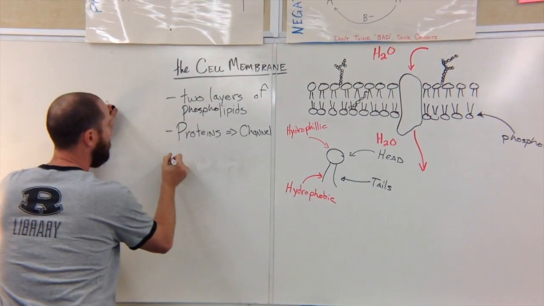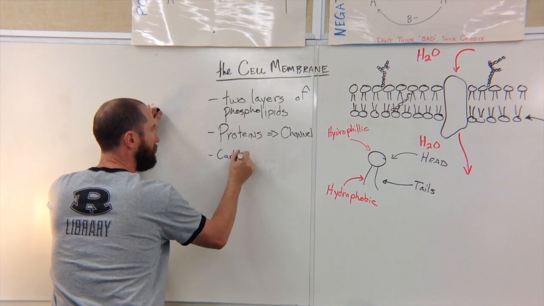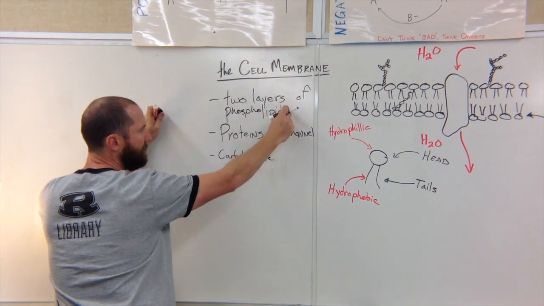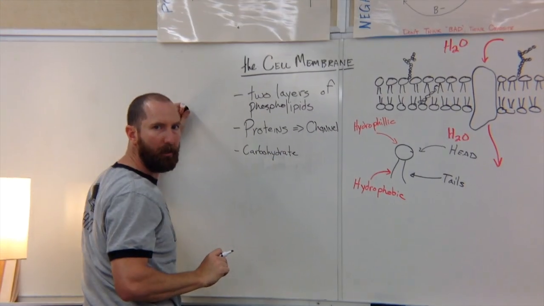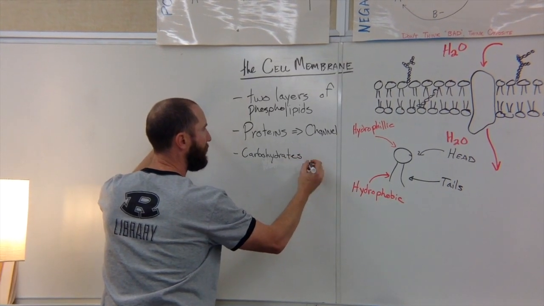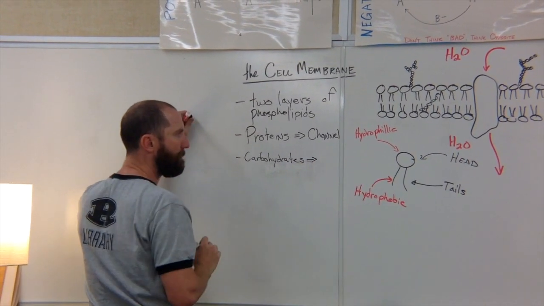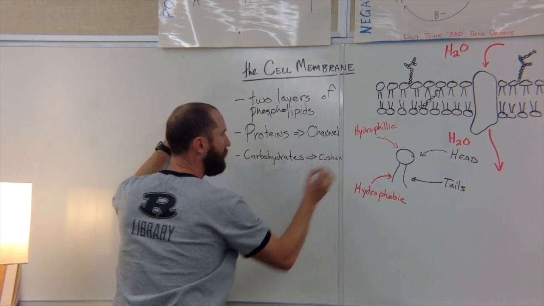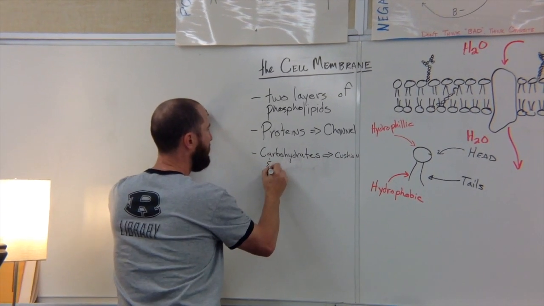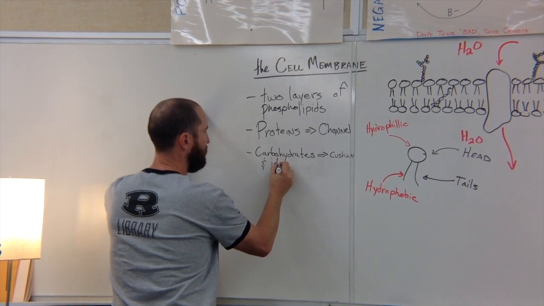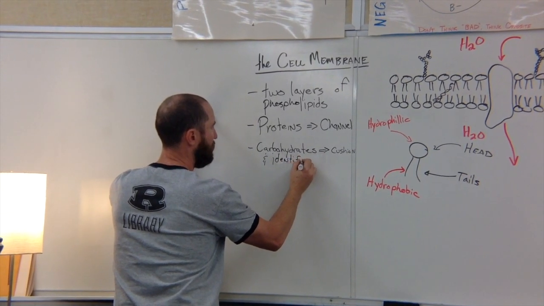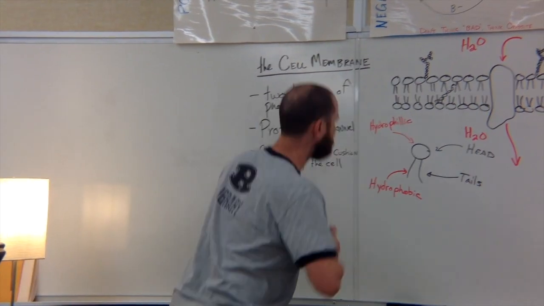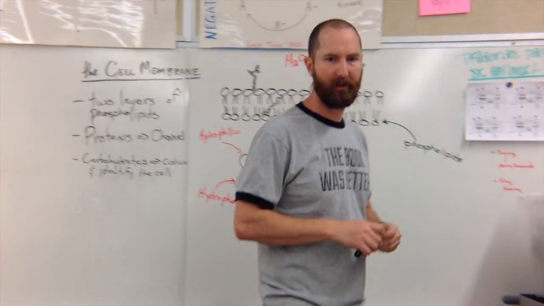Then we also have these guys up here. And these are called carbohydrates. So we already have lipids, proteins, and carbohydrates. Lots of our biomolecules showing up here. And our carbohydrates, their main function is they help cushion the cell from other cells, and they help identify the cell. Kind of like a name tag would. And those are our three main parts of our cell membrane.